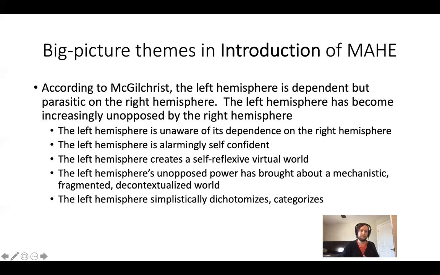Another thing he says about the left hemisphere is it dichotomizes, it loves to categorize, especially compared to the right hemisphere. So this whole thing is about the way the left hemisphere has become powerful compared to the right hemisphere. And here are some of the specific traits of the left hemisphere. Throughout the book, he'll reiterate a lot of these things, which are in the introduction vaguely stated, but they'll become more detailed throughout the course of the book.